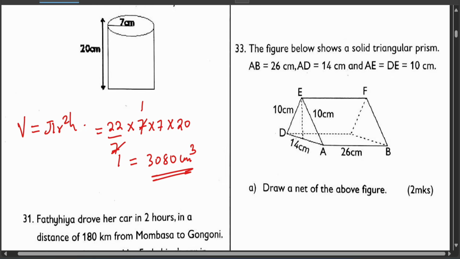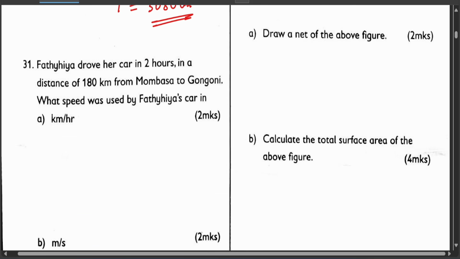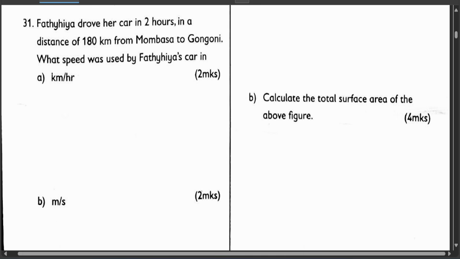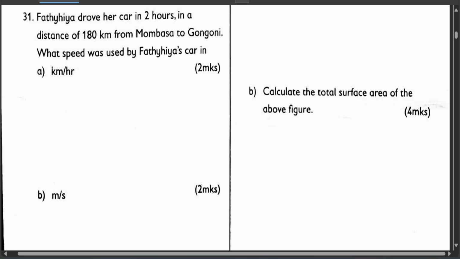Maswali haya ni rahisi. Question 31, Fathia, inkali vile inavyoandikwa Fathia, hata kama hujui kuandika jina bana. Fathia drove her car in 2 hours a distance of 180 kilometers from Mombasa to Gomboni. What speed was used by Fathia's car in kilometers per hour? Shout out to Fathia ikiwa yaona.